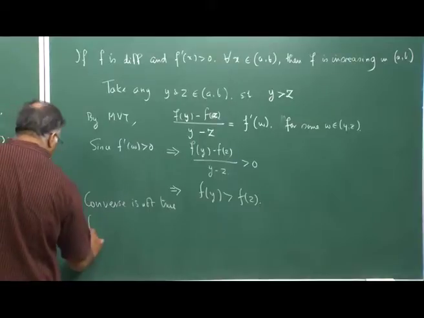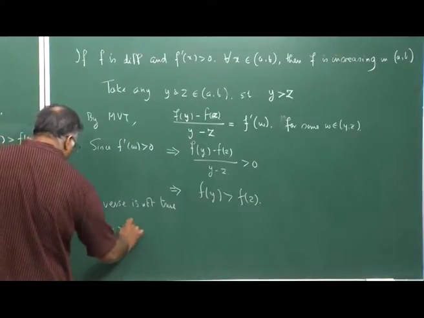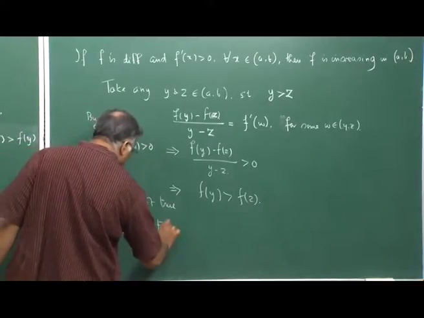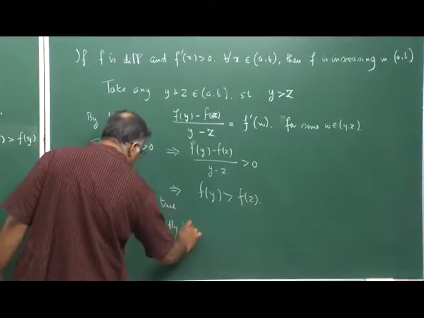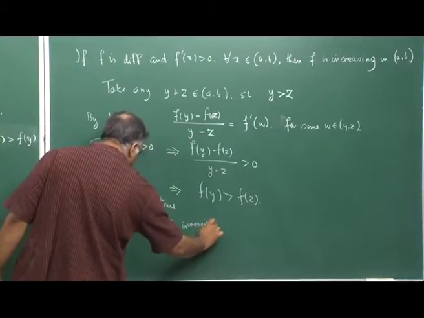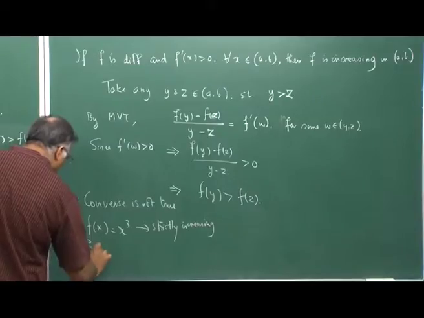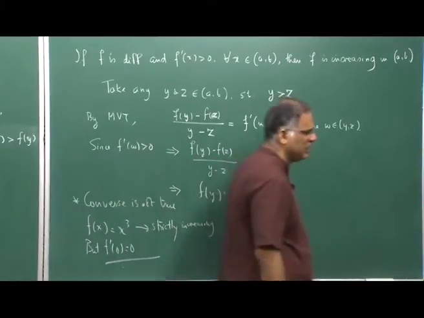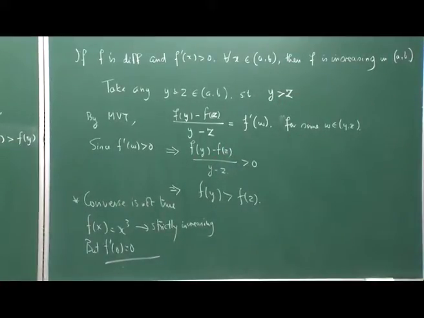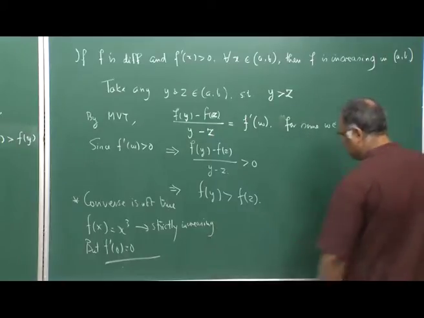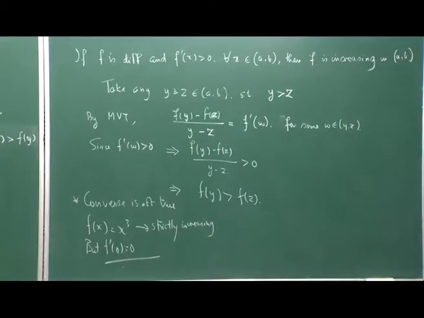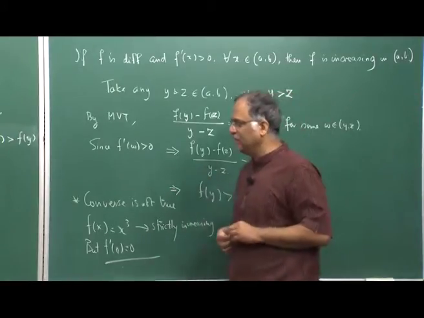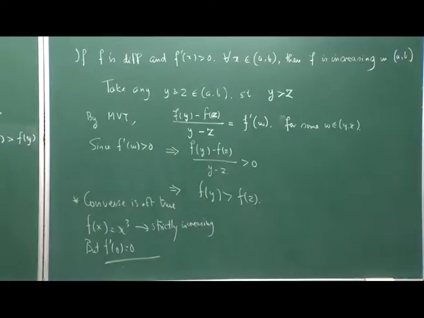Example is right there on the board, the x cube function. So, f x equal to x cube is strictly increasing. But f dash 0 is 0. It is a very prototype and standard example in calculus. So, the reverse is not true. So, you cannot have any necessary condition here, but you have a sufficient condition. But you will take, for example, this kind of stuff.